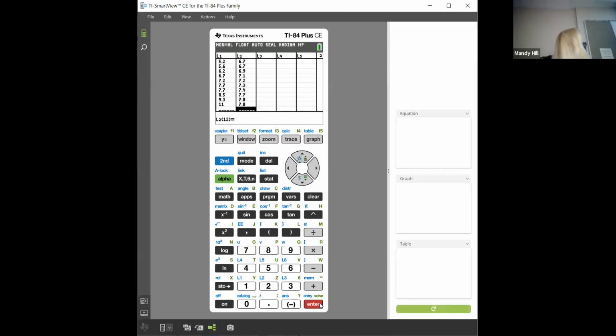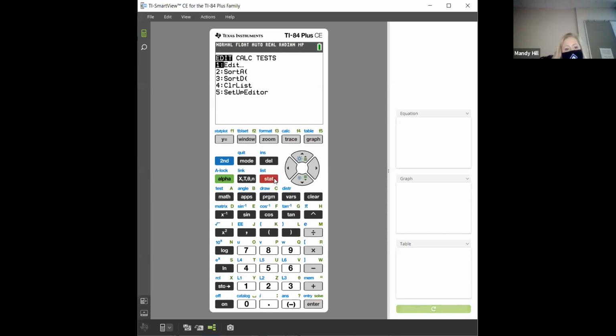So all I've done is type my list 1 and my list 2 in my calculator, okay? Now I want to find the mean and the median of both of these lists. So I'm going to hit the stat button again. This time I want to calculate something, so I'm going to arrow over to calculate, and I want to do that very first one that says 1-Var Stats. So I'm just going to hit enter.